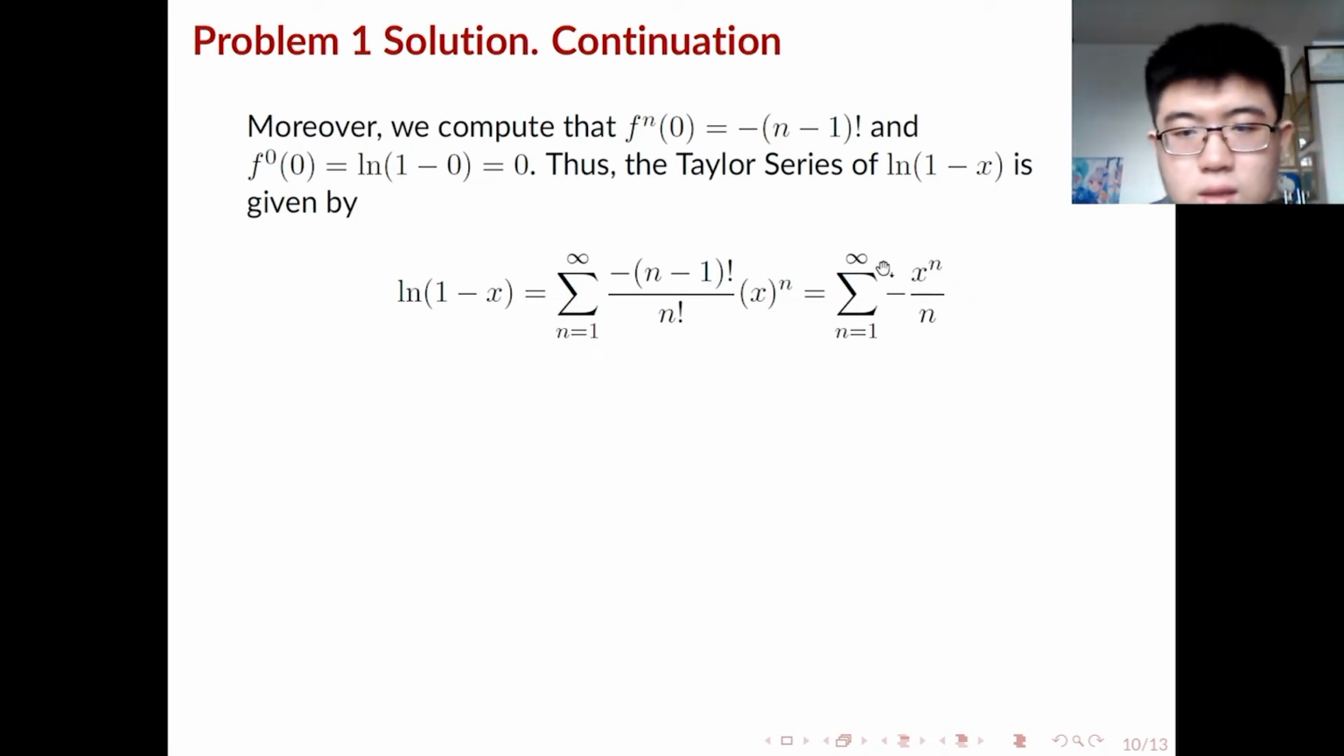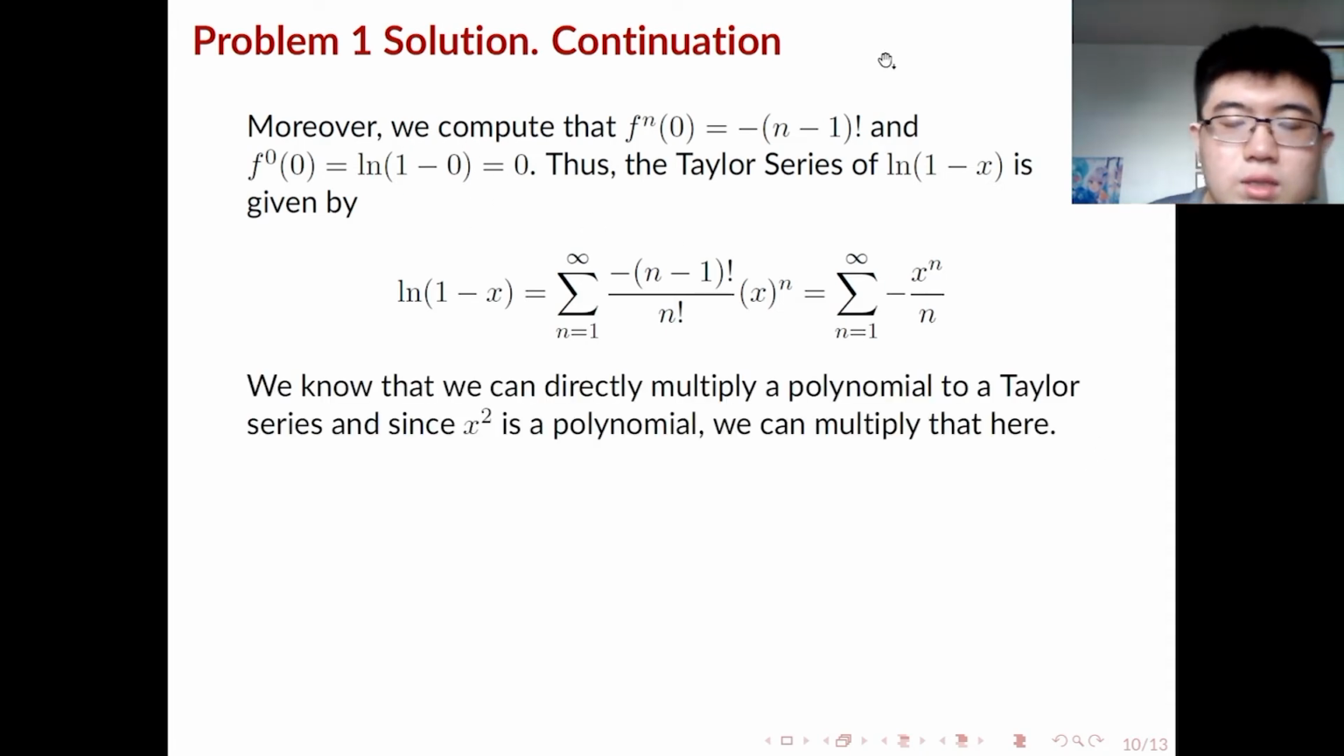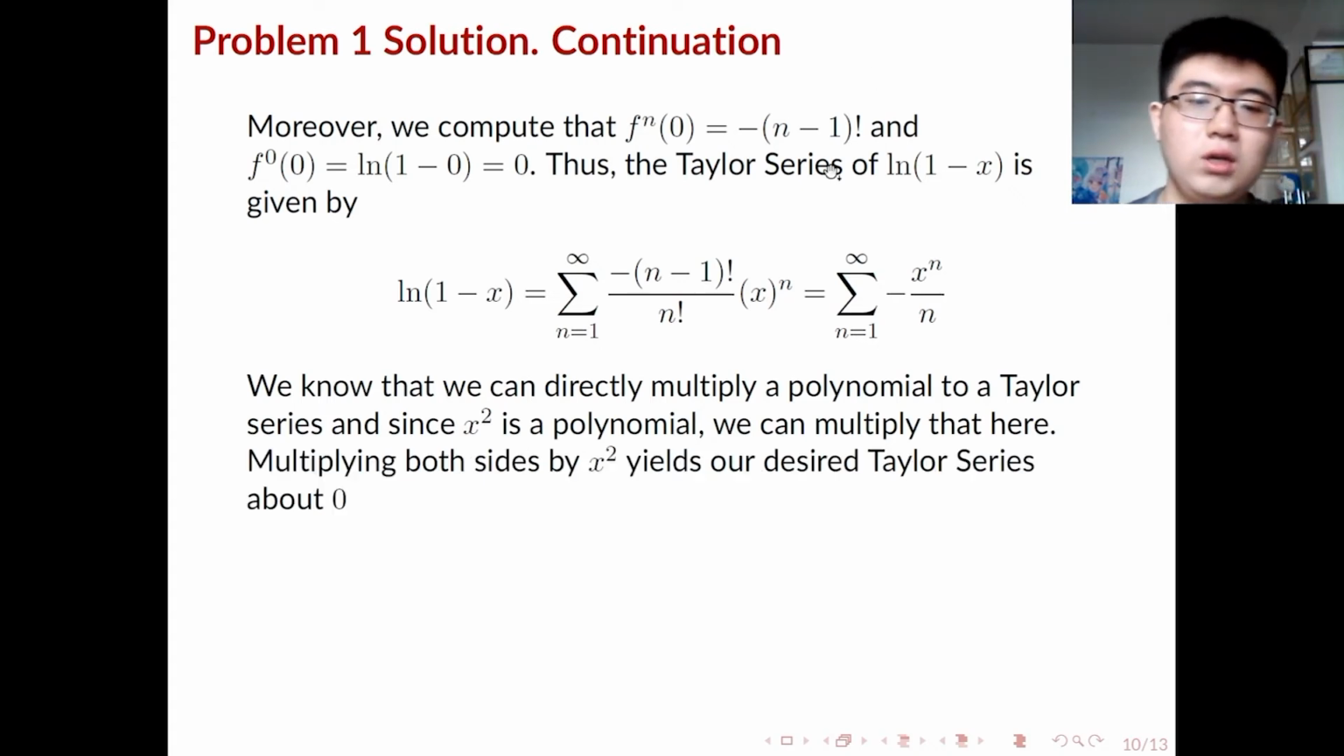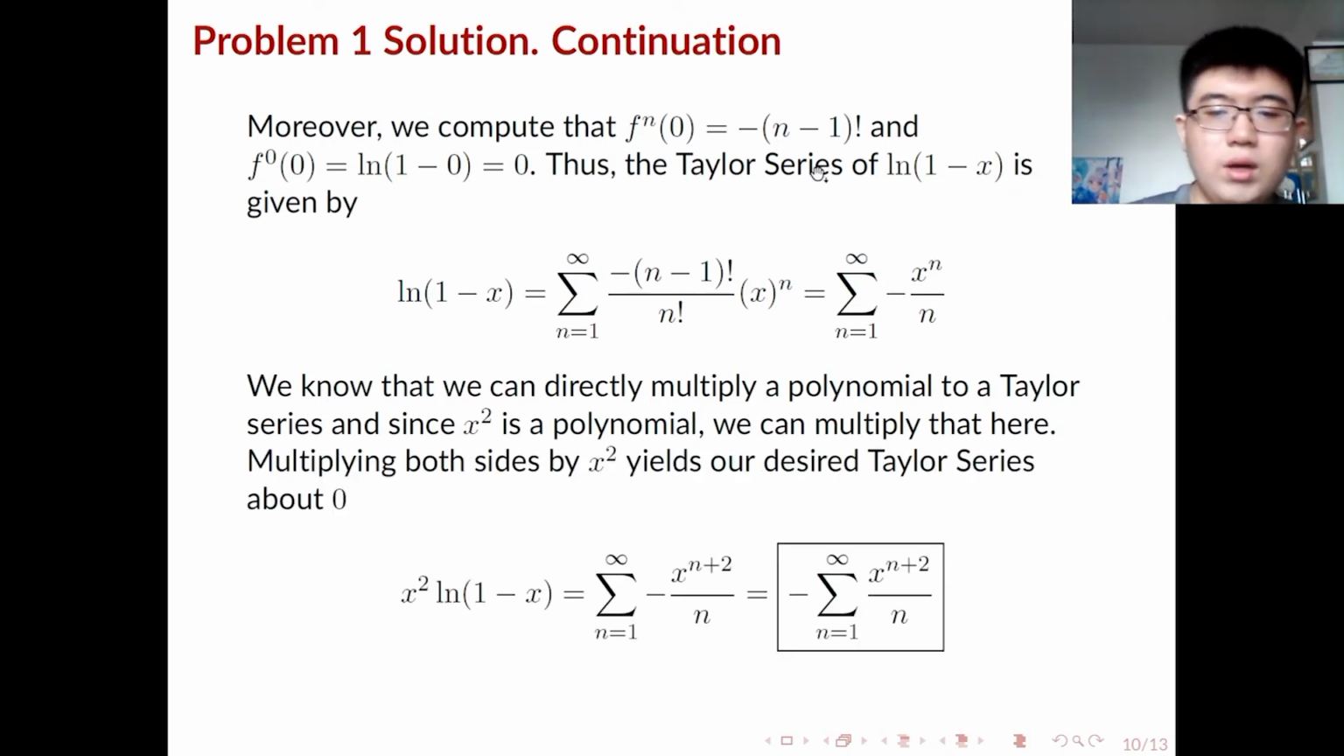So why is 0 not included here? Because our f(0) is 0. Therefore, it's removed already. And since we can multiply a polynomial to a Taylor series and still yield a Taylor series, we can multiply by x squared. Since it's a polynomial, it gives us the actual Taylor series of our function, which is the negative of the summation of x^(n+2) over n, from n equals 1 to infinity. This is our Taylor series for our given function.